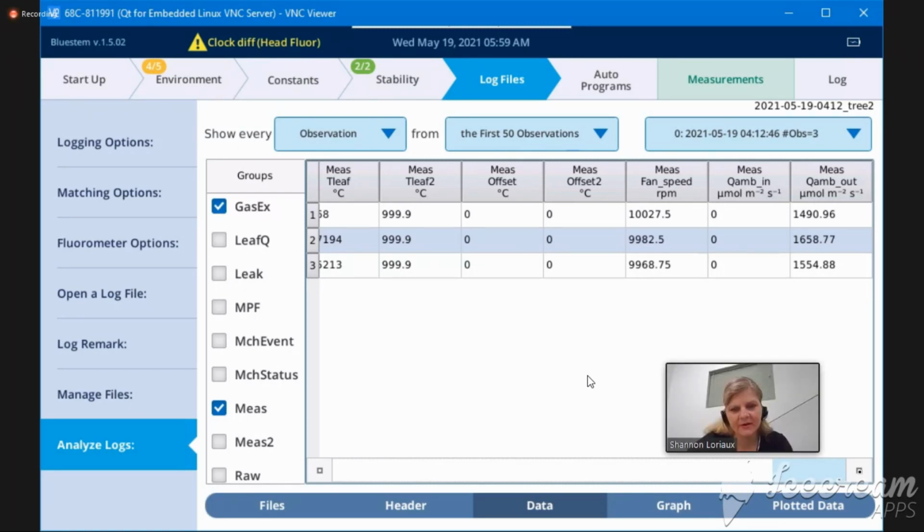Okay, so your outside light level is your Q ambient out, and you can see that it's around 1,500 micromoles, between 1,500 and 1,700 micromoles. So outside the chamber, you had a very high light intensity. However, inside, I'm not sure why it's there. Can you check the box so we can also look at group leaf Q?